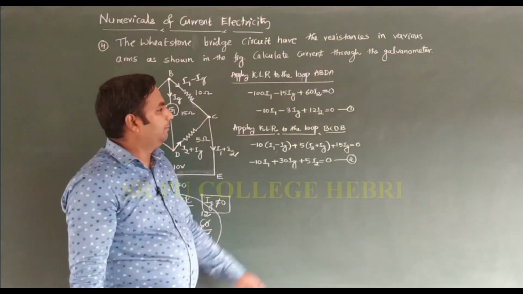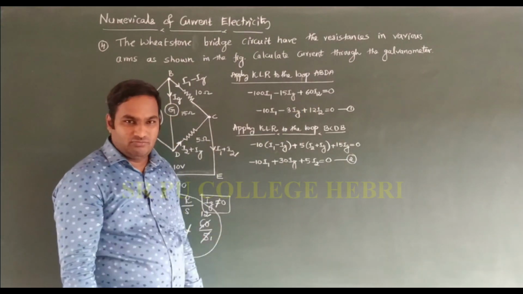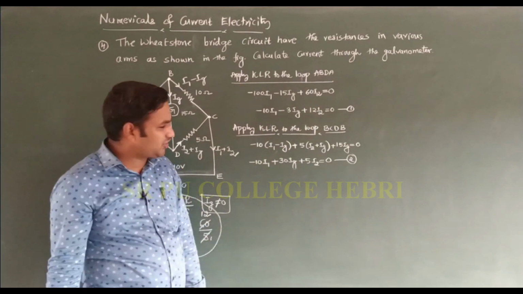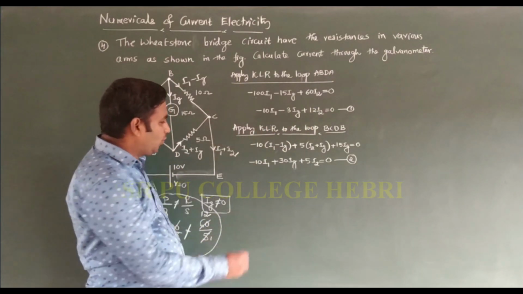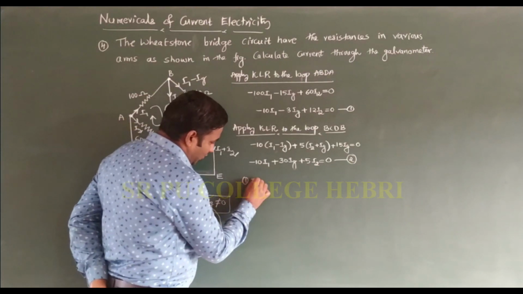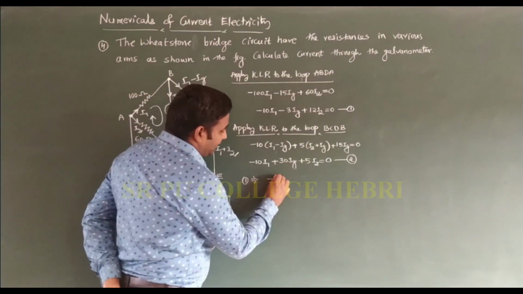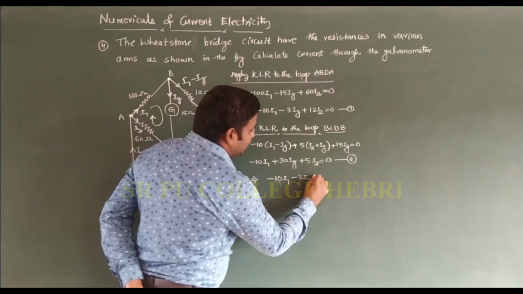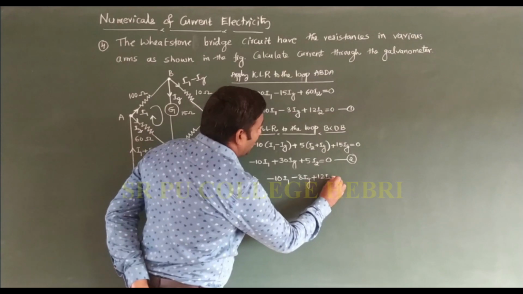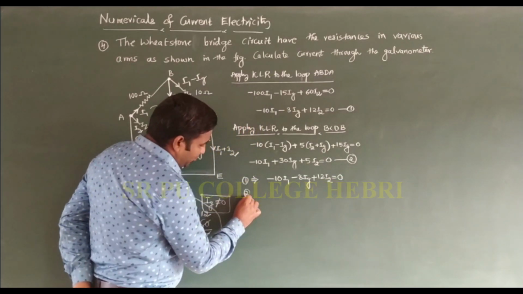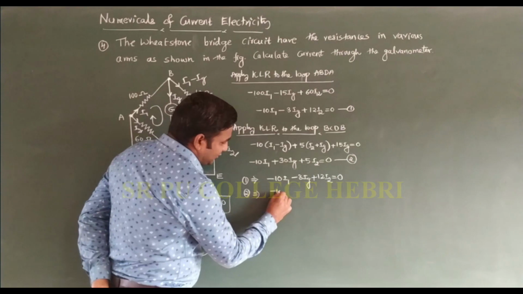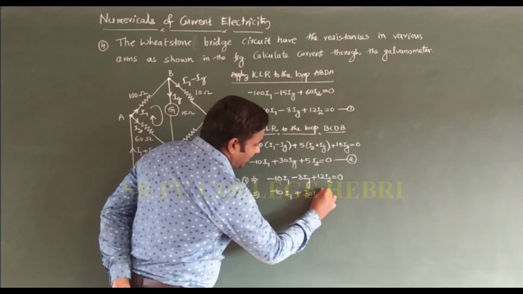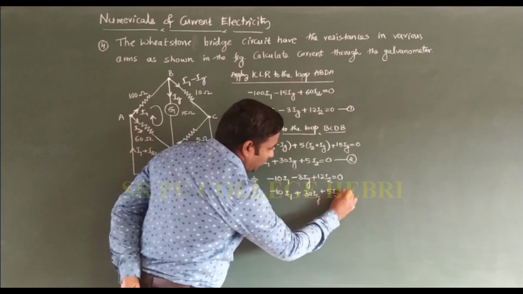Dear student, by solving equations 1 and 2, you have to cancel either I1 or I2. It is a simple addition or subtraction method. Here, equation 1 is like this: minus 10 I1 minus 3 IG plus 12 I2 is equal to 0. Equation 2 is like this: minus 10 I1 plus 30 IG plus 5 I2 is equal to 0.